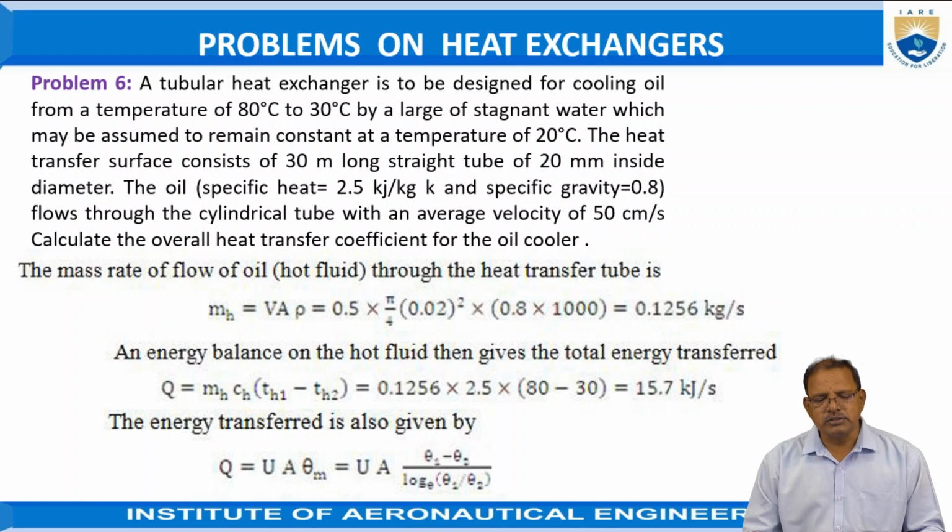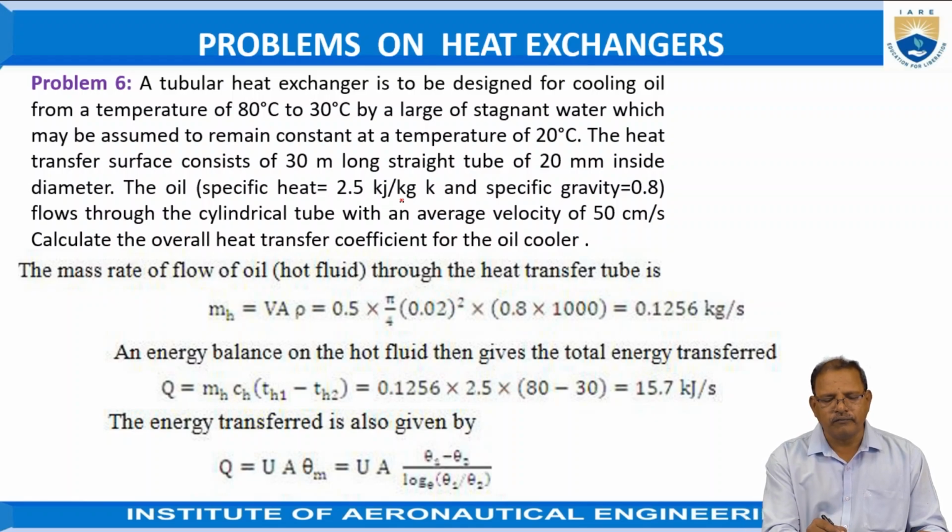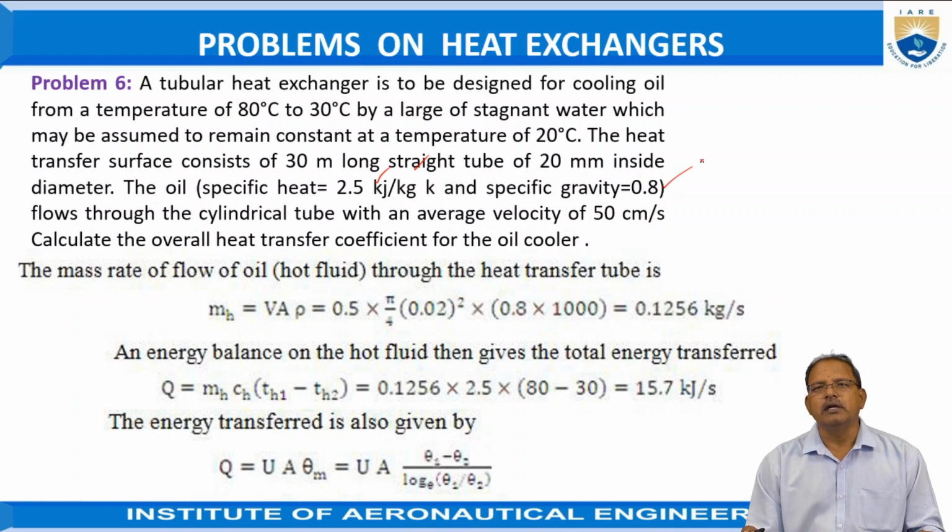A tubular heat exchanger is to be designed for cooling oil from a temperature of 80 degrees centigrade to 30 degrees centigrade by a large body of stagnant water, which may be assumed to remain constant at a temperature of 20 degrees centigrade. The heat transfer surface consists of a 30 meter long straight tube of 20 mm inside diameter. The oil specific heat is 2.5 kilojoules per kg and specific gravity is 0.8.